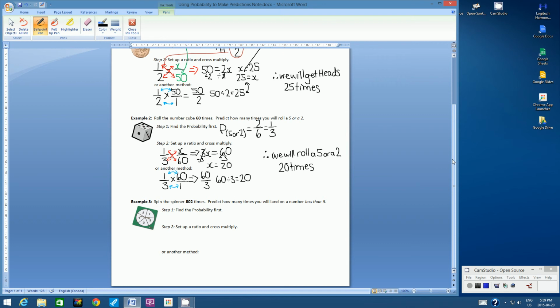Okay? All right. So that's the difference between theoretical probability and experimental probability. Experimental probability is when we actually do the experiment with a number cube, with a coin, with a spinner. Okay? All right, let's look at the last example.